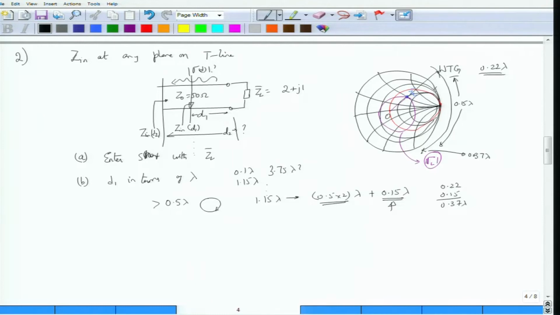Now what you have to do is draw from this point a line until it reaches the center. Once you have reached the center, you look at where you are intersecting the constant gamma circle.